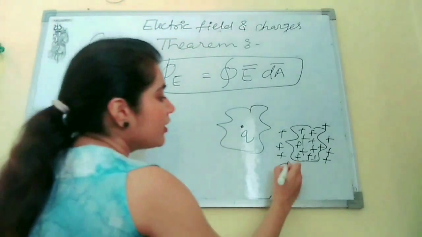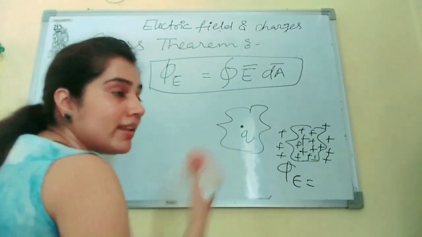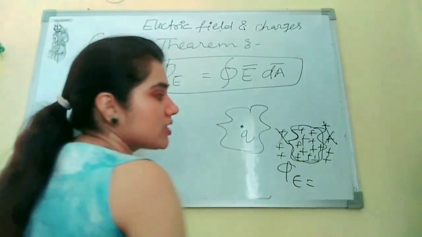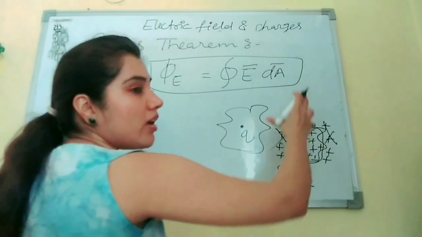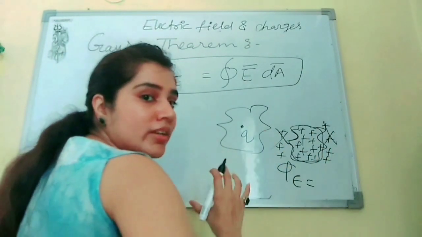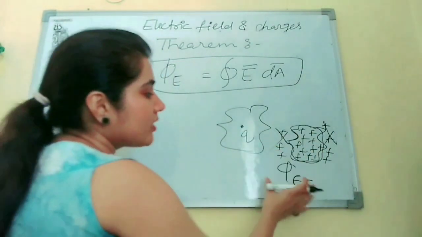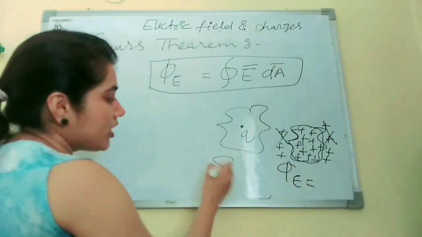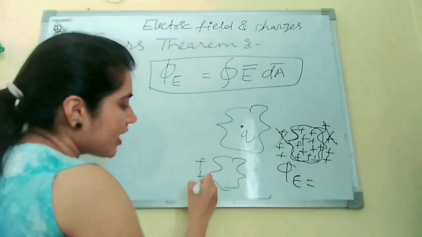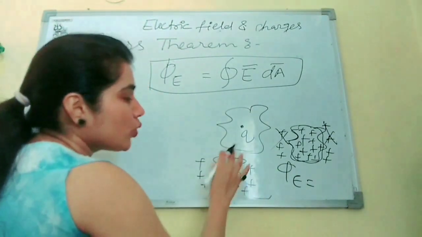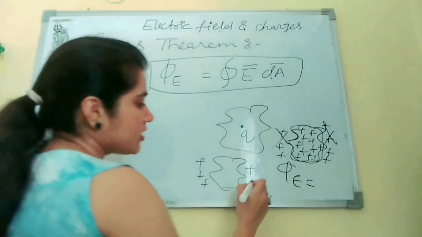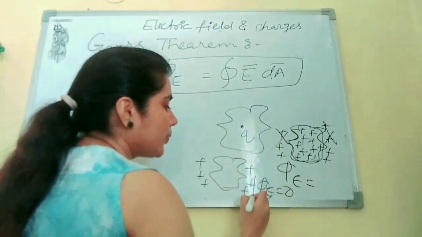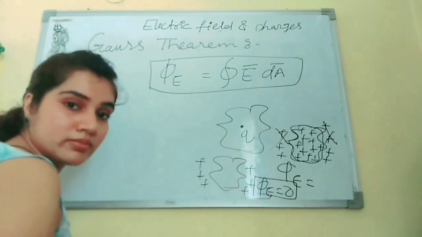So the flux will always be linked with these charges, not with those charges. The charges which are placed outside the body will not be useful to get the electric flux. Suppose another body and the charge are placed here and there is no charge inside the body, so we simply say that the total flux will be 0 because there is no charge.